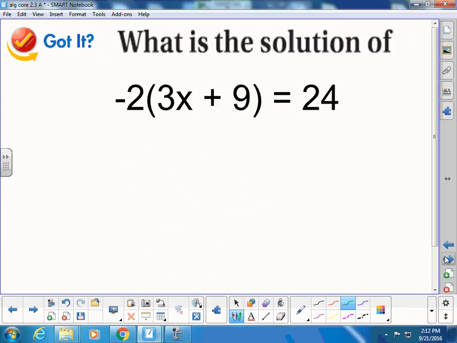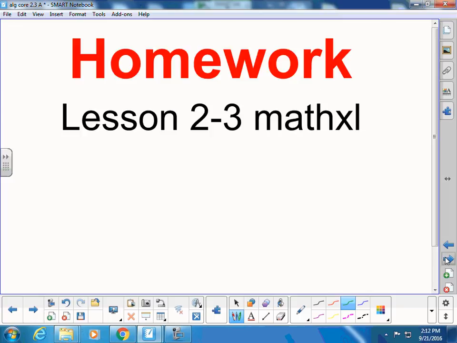You do this one and find the solution. First, look to see if the numbers are divisible before you decide if you're going to distribute.